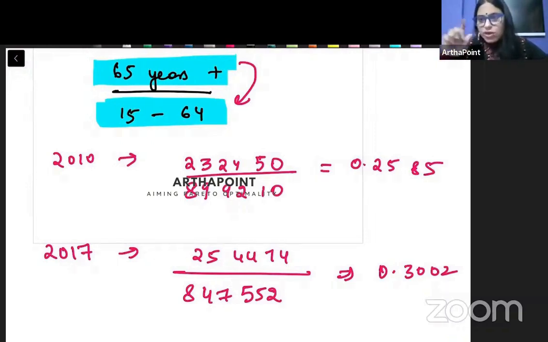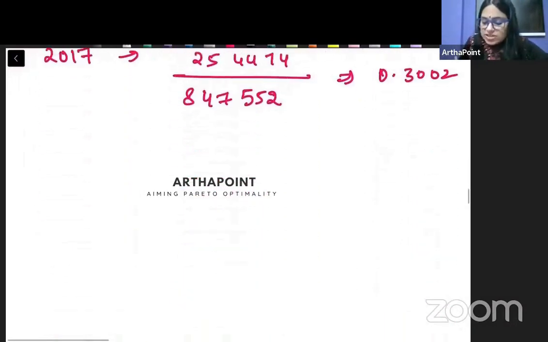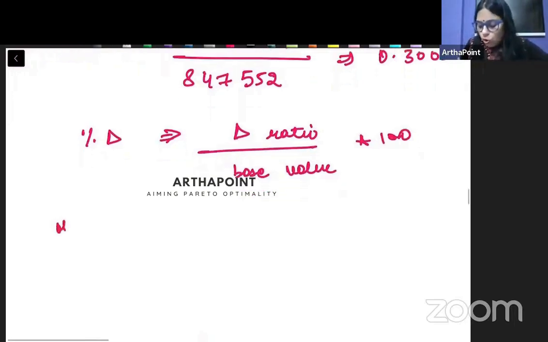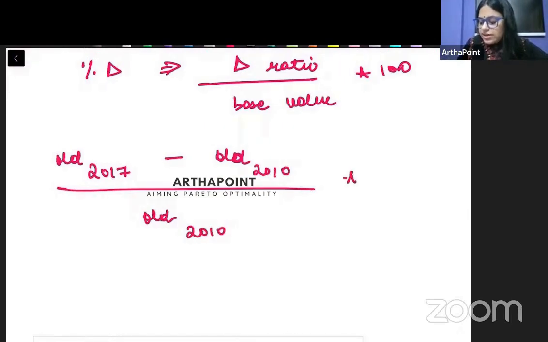We have found this. Now what is the question asking? It is asking you to find the percentage change. So what is the percentage change? Change in ratio divided by the base value into 100. This is what we call percentage change. So old age dependency ratio in 2017 minus old age dependency ratio in 2010, divided by old age dependency ratio in 2010, into 100. Is that clear, beta?